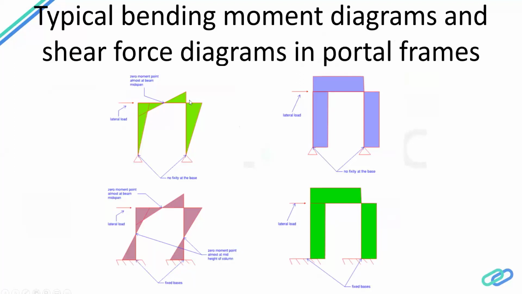So say you have a portal frame, wherein the bases of those columns are pinned, and then you apply a lateral load, which could be due to wind or seismic or whatever. So in that case, this is the kind of bending moment diagram that we see.